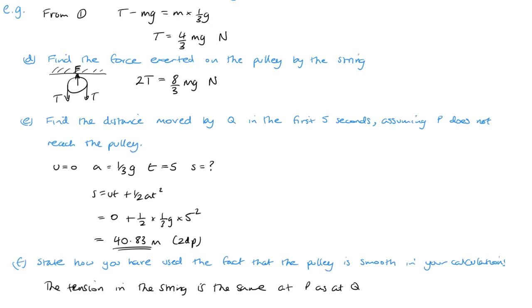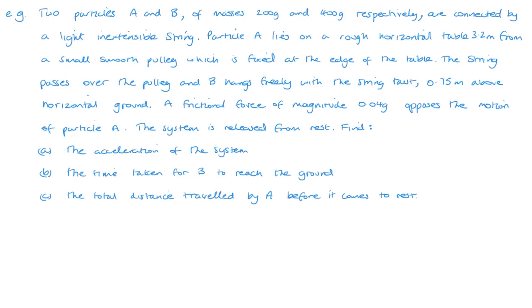So that's one where they both are hanging vertically. Let's look at one where one is horizontal and the other one's vertical. So here we have it, two particles A and B of mass 200 and 400 grams, connected by a light inextensible string. Particle A lies on a rough horizontal table from the pulley. B hangs freely with the string taut. So let's look at what we've got here.